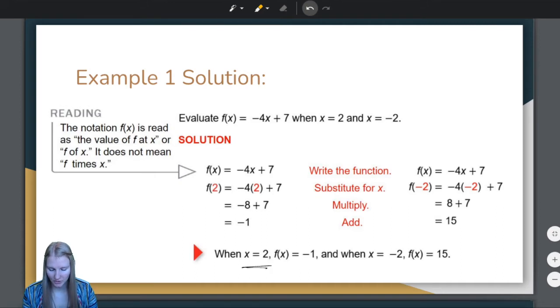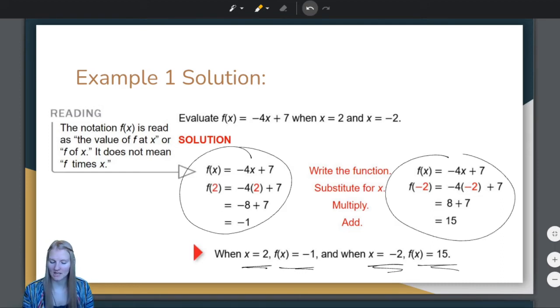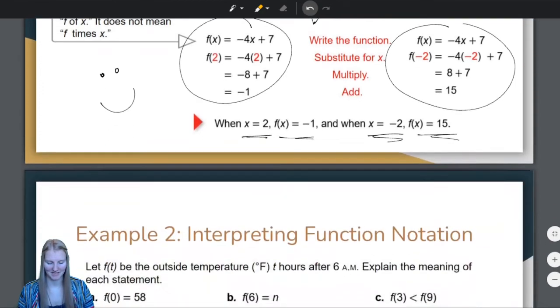When x equals 2, f of x equals negative 1. When x equals negative 2, f of x equals 15. Wonderful! They did exactly what we did. So, we were correct. All right.